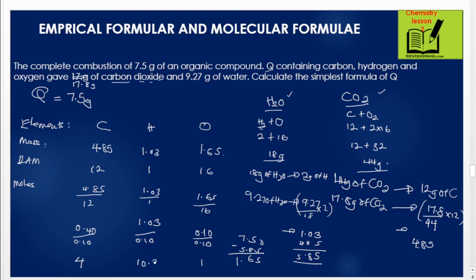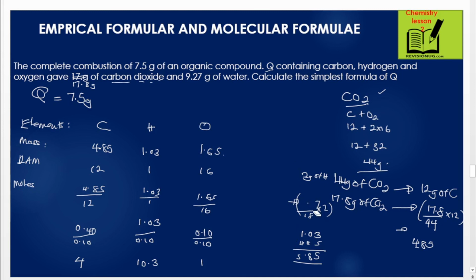This is 10.3. Now that number, we are not going to multiply it by 2, right? Simply because when do we multiply by 2? We multiply by 2 when the decimal is from a 5, 6, 7, 9. But that one we just round off and we take a 10. Therefore, our simplest ratio here is 4 to 10 to 1.